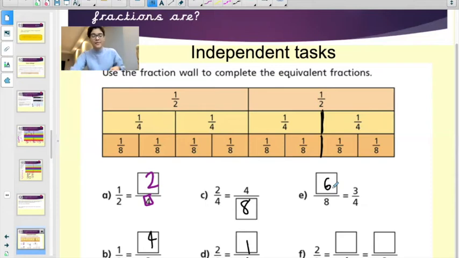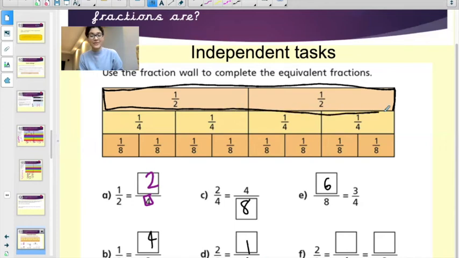Let's look at F. F says that 2 out of 2 is equal to, first of all, how many parts of 4? And then how many parts of 8? Now 2 out of 2 means this whole bar here. I'm going to try my best to draw it neatly, but no promises. Make sure at home you're using a ruler if you're doing this. How many parts of 4 do I need to make that bar? I need 1, 2, 3, 4 parts of 4. How many parts of 8 do I need? I need 1, 2, 3, 4, 5, 6, 7, 8. I need 8 parts of 8.